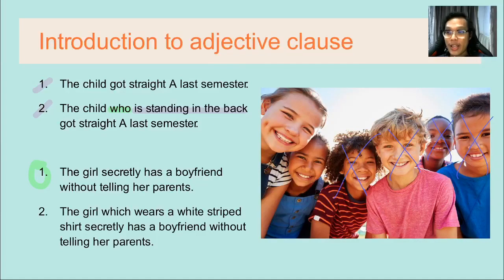Okay, so now we know, right? Which girl? The girl who wears a white striped shirt. So we have two girls. Which one has a white shirt? Not this guy, this girl, this person wears a white striped shirt. So now we know that this girl on the left, who has a white shirt, has a boyfriend secretly without telling her parents.